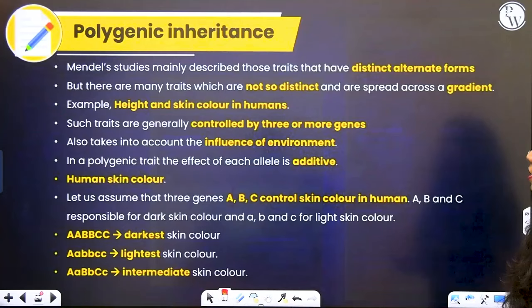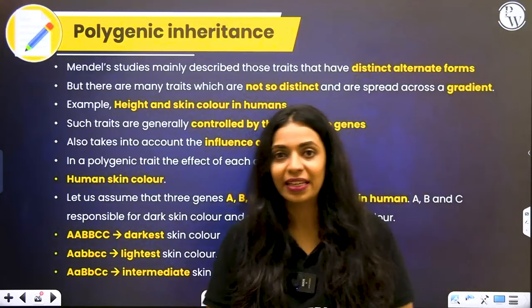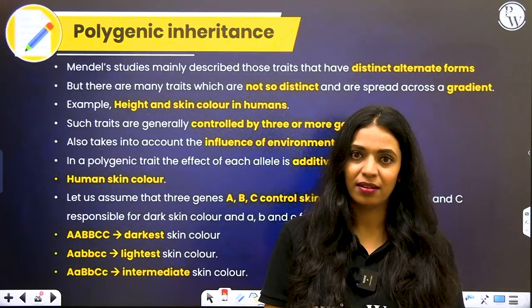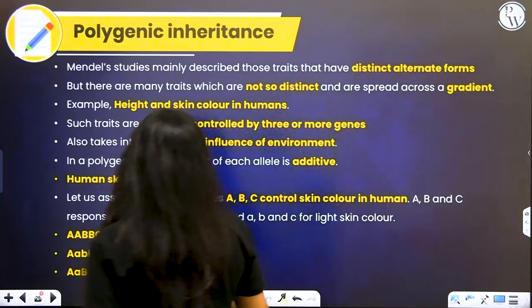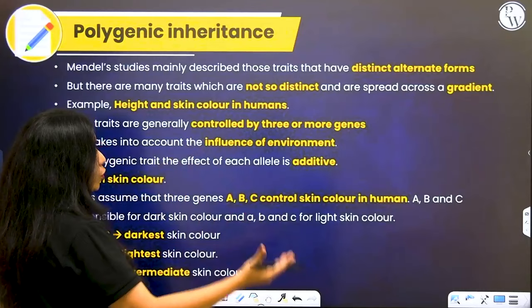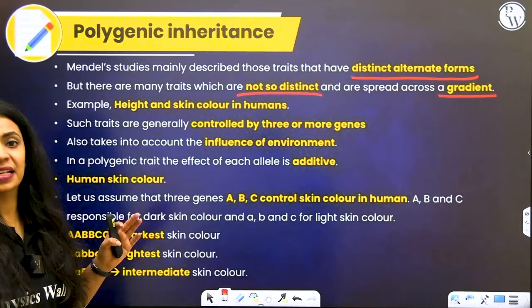Now let's move on and learn about something called polygenic inheritance. The name itself says it all. Polygenic inheritance means one character is controlled by more than two genes. At least three genes have to be there that control one character. Poly means many, right? Three or more genes controlling one character is called polygenic inheritance. Over here, in such a case, you will not have two distinct alternate forms, and you can see that there is a gradient. Example for that is our human skin color.